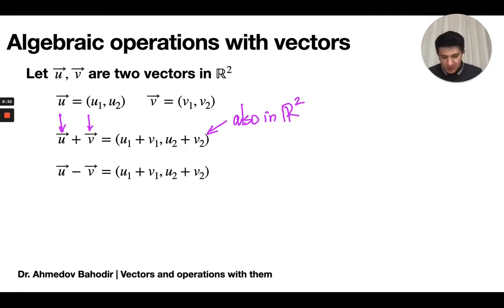The same goes for subtraction. There is a typo here, there should be a minus. If you would like to subtract them, you subtract them component-wise. The third operation is multiplying a vector by a constant. Again, you're going to get a vector in the same space, with the same dimensionality. You just multiply the constant with all of the components of your vector. Essentially, this k goes inside the brackets and you multiply all of the components of your vector by this constant k.